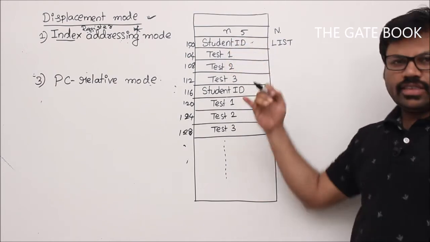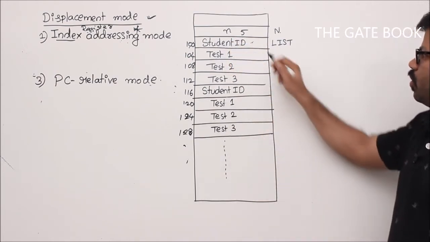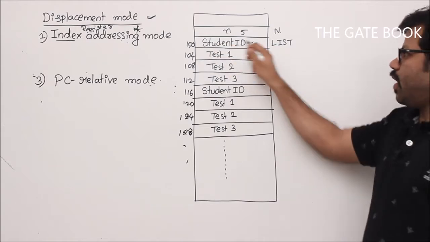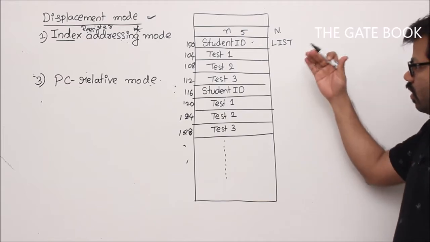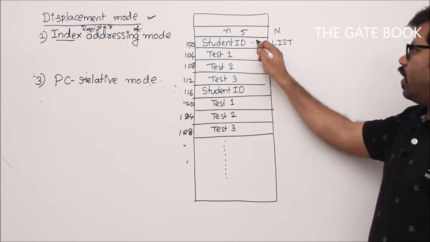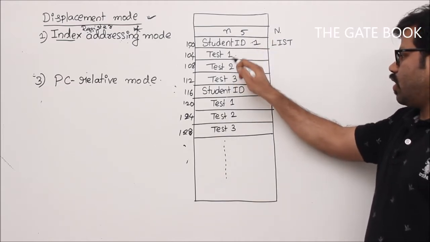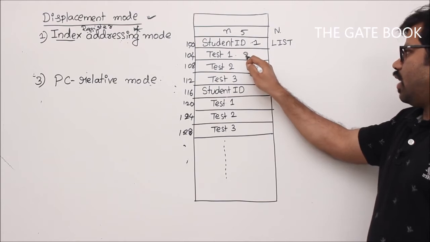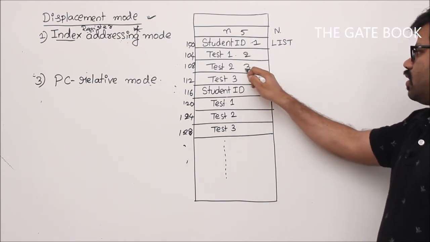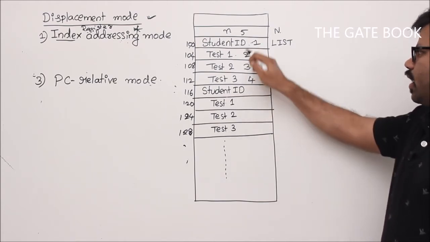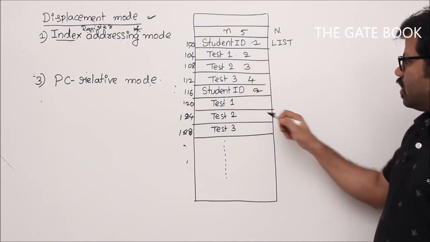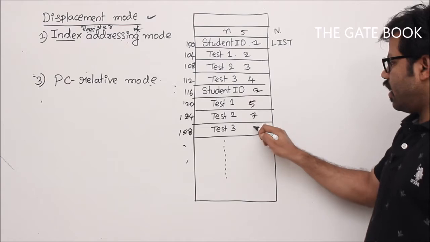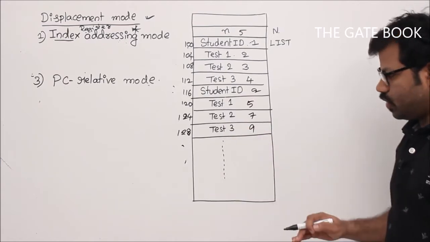Sir, what is student ID? Is it text? No, it's not, it's some number. Maybe you can assume it as a binary pattern which represents some number. Generally that is not really important for our code. So maybe student ID 1. Now test 1 contains some marks like 2. Test 2 contains 3, test 3. These are all student ID 1's marks. Then student ID 2 got these marks 5, something, 7 and 9. In that way, there are a lot of students.